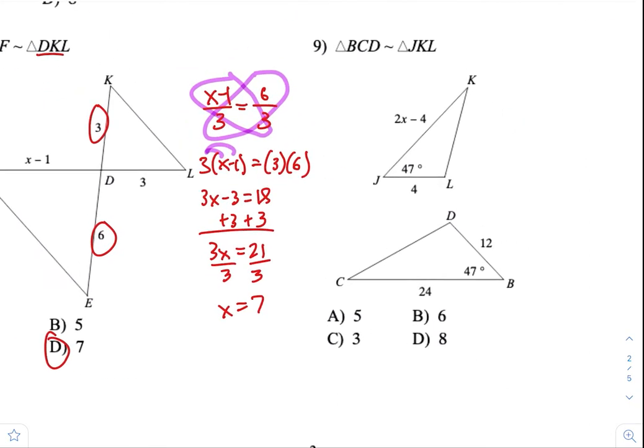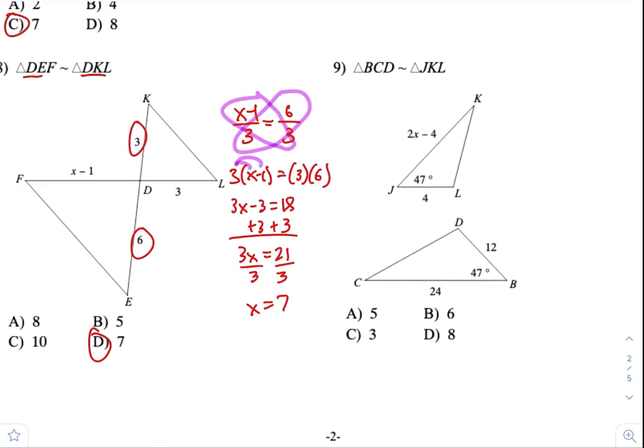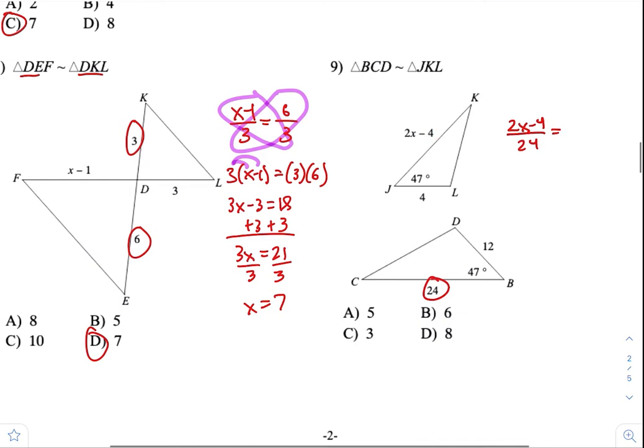Number 9. Okay, so I'm going to start from here. That's JK, and that's going to be proportional to BC. What's BC? 24. So 2x minus 4 over 24 is equal to, now for the other one, we have 4, which is JL, and that's going to be proportional to BD. What's BD? 12.